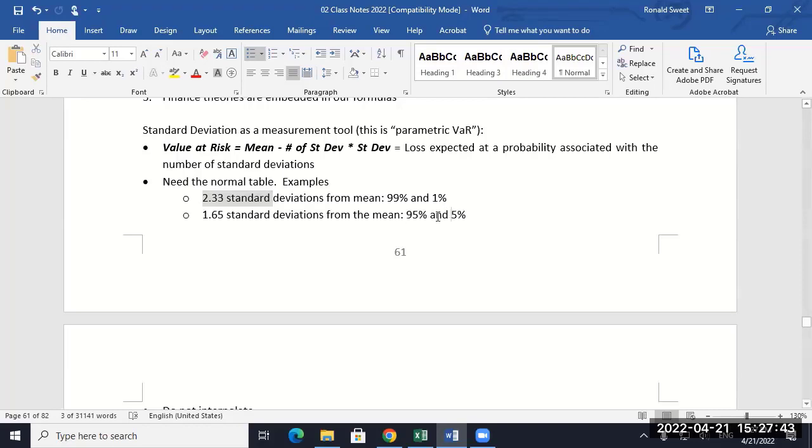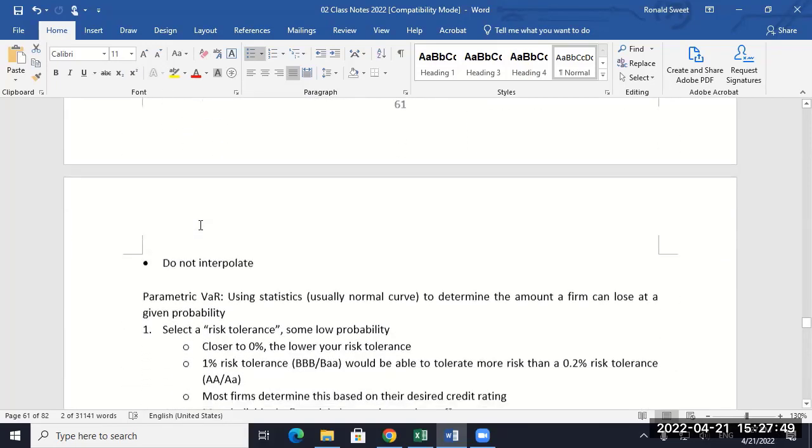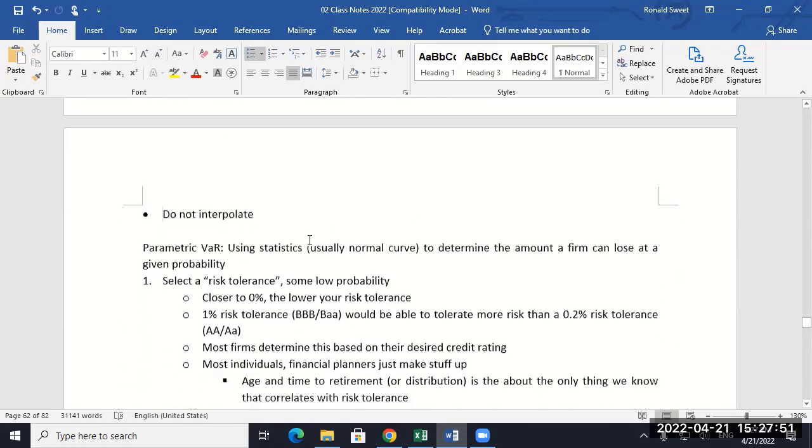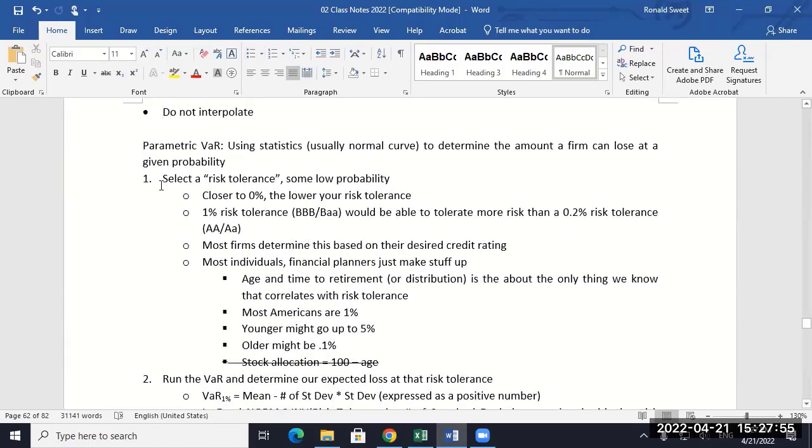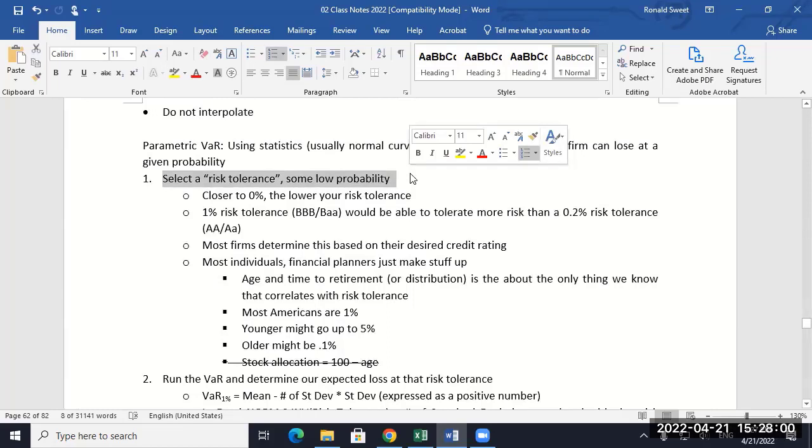A 5% event, that's a 1.64, 1.65 event. Don't interpolate, I'll show you what I mean by that. All right, so here's the process. The first thing you've got to do is pick your risk tolerance. What is your risk tolerance? Is it 1%? Is it 5%? Is it 10%?